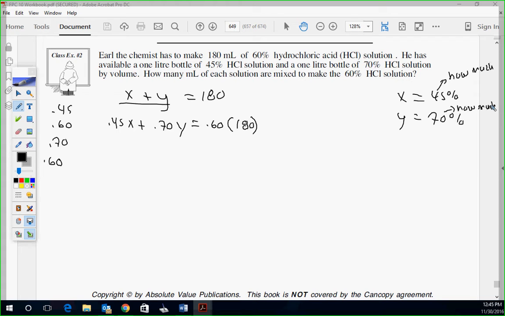Okay, so again, I think substitution is probably the easiest here, especially with decimals. So I'm going to minus the x again. So y equals 180 minus the x. We're subbing that in right there. Okay, 0.45x plus 0.70 times 180 minus x.